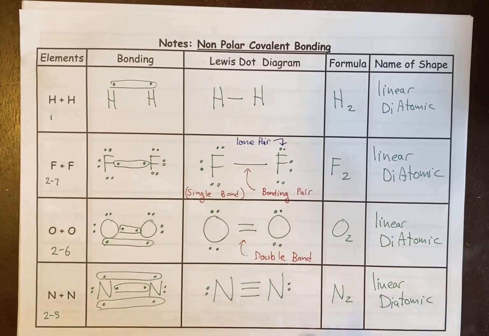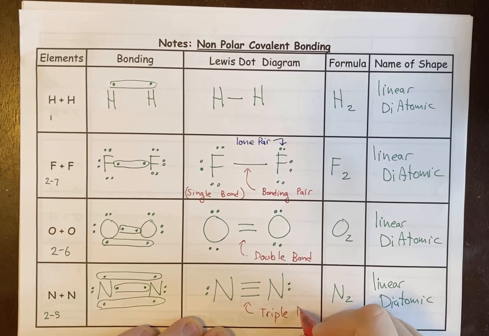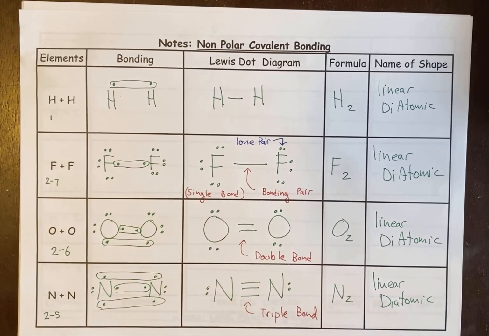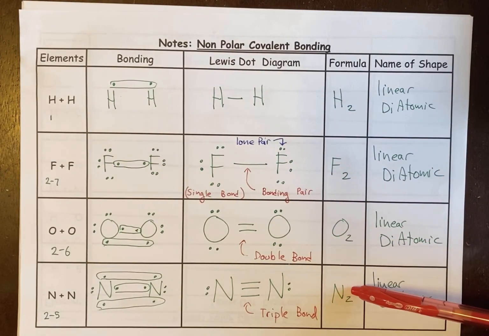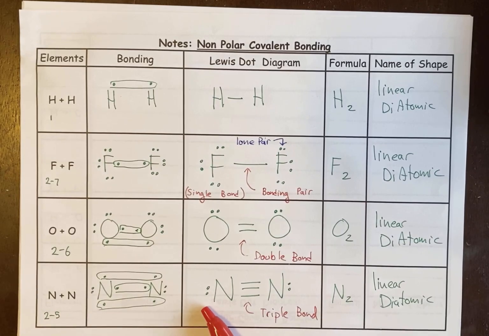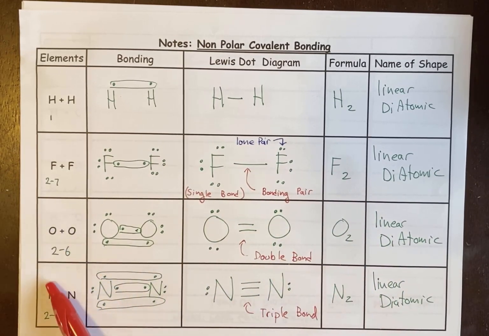Still linear diatomic. This is called a triple bond. Now, just be aware, because if you're just given the formula, they expect you to know what's going on, to understand that there's a difference between F2, O2, and N2 based off of the valence electron number and the octet rule and how they bond to become stable.